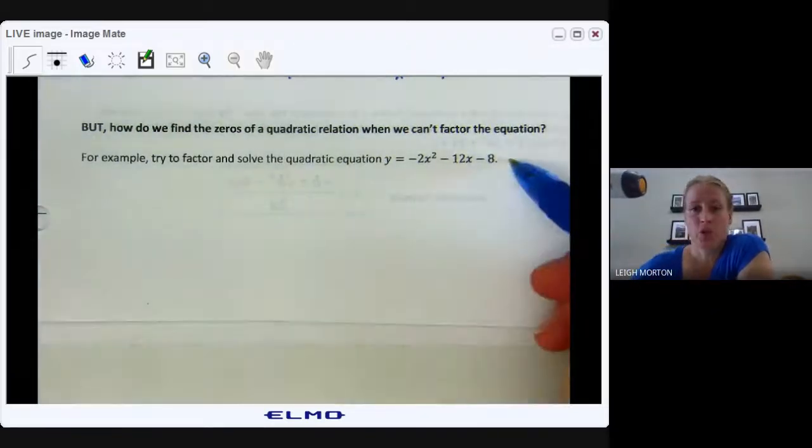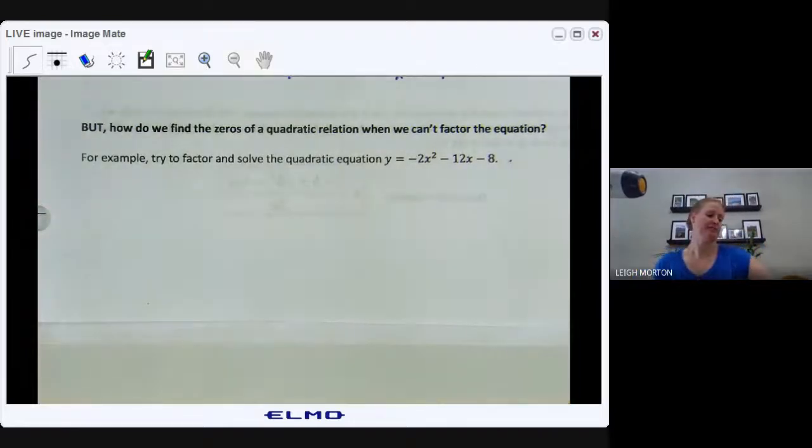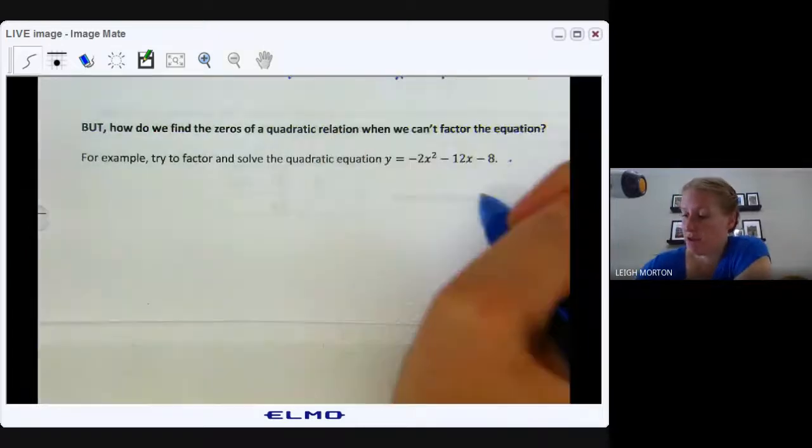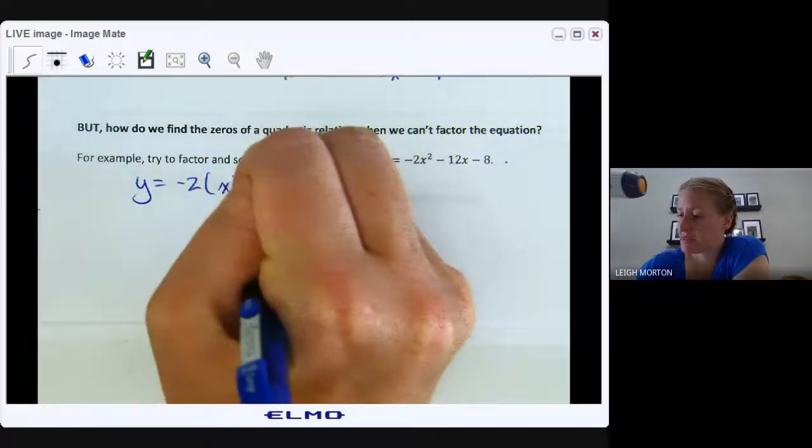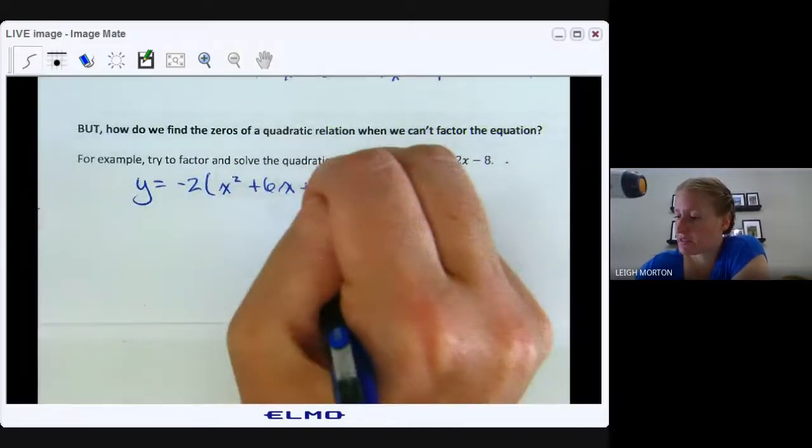So looking here, what would our first step be trying to factor this? Our first step in every factoring problem is to pull out the greatest common factor. So that would give me y equals -2 times x squared plus 6x plus 4.